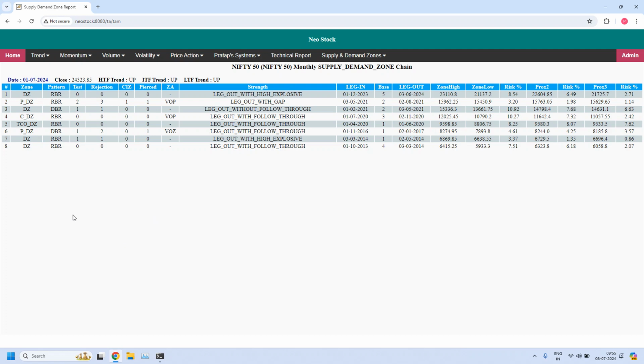And you know how to understand these reports. The zone column can be used for finding the high liquidity zones. The test column can be used for finding the number of times it is tested, rejections, and CIZ, close inside the zone. I already explained all these columns in detail in lesson 21.1. And pierced count is important. If a zone is pierced, mostly you may not be using it for taking the entry, but it can be used for other purposes.